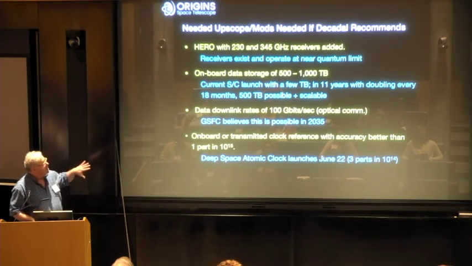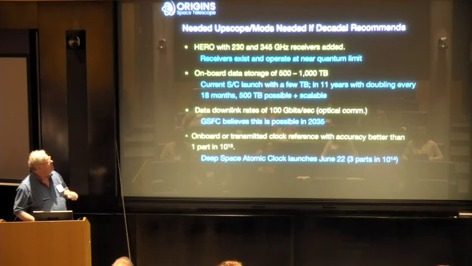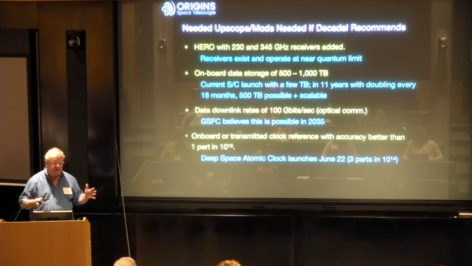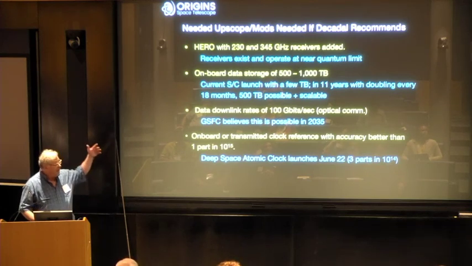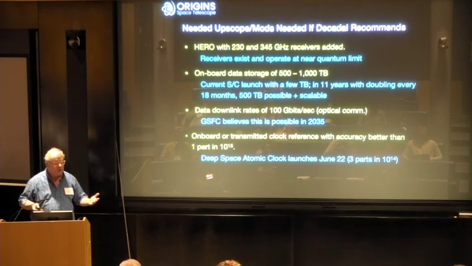So again, these are the technical tall poles, with the exception of the first one, that I think we would mention in an insert as being necessary to enable Origins as a node in the Event Horizon Telescope, and hopefully we can add a paragraph with each of these that shows that in the time frame of this mission it's feasible.